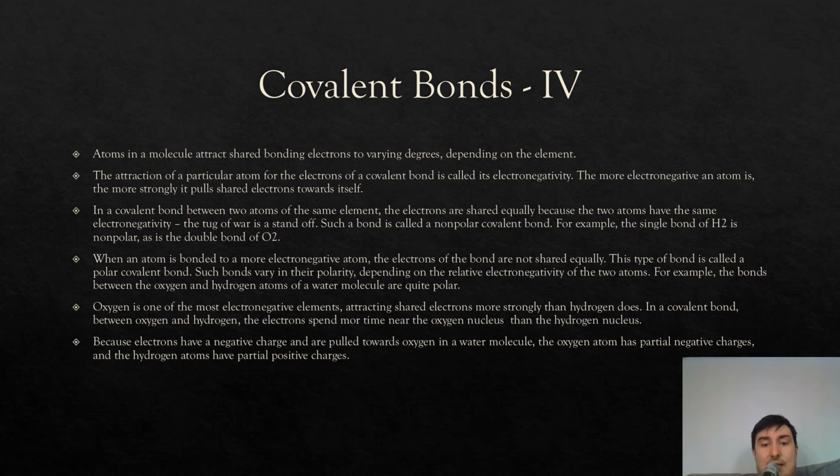Oxygen is one of the most electronegative elements, attracting shared electrons more strongly than hydrogen does. In a covalent bond between oxygen and hydrogen, the electrons spend more time near the oxygen nucleus than the hydrogen nucleus. Because electrons have a negative charge and are pulled towards oxygen in a water molecule, the oxygen atom has partial negative charges and the hydrogen atoms have partial positive charges.